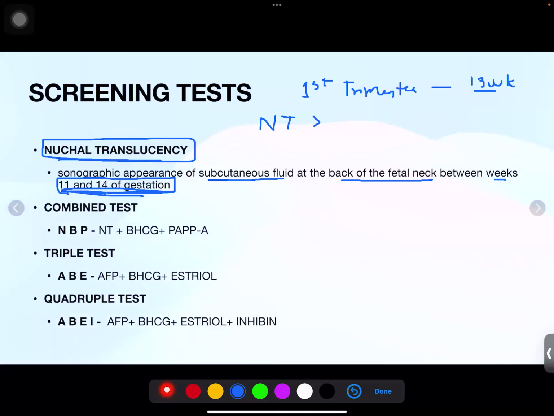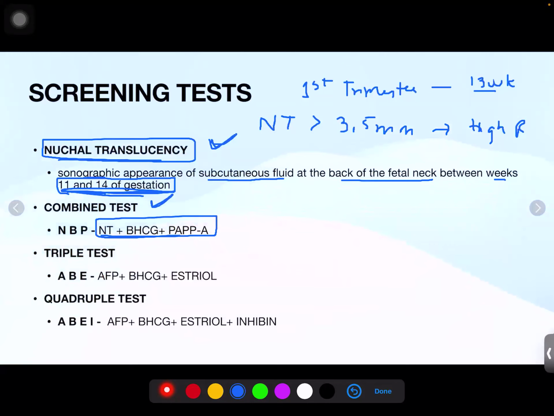So NT, if it is more than 3.5 mm, then it will be high risk. Okay, you can have aneuploidies in the baby. So what do we do next? In the first trimester, we do 2 things. First is the nuchal translucency ultrasound. The second is we do biochemical screening. Biochemical screening means we take a blood sample and we send these biochemical markers.